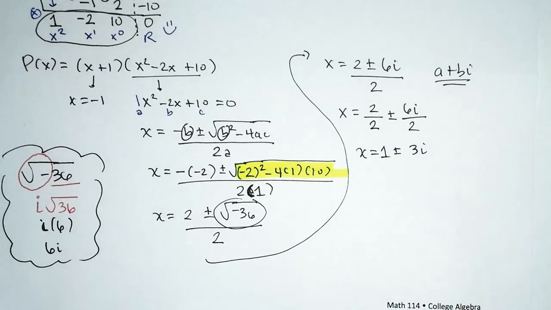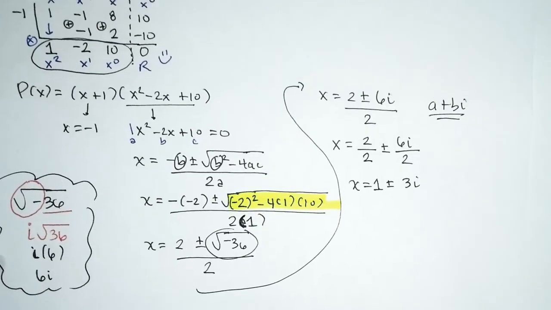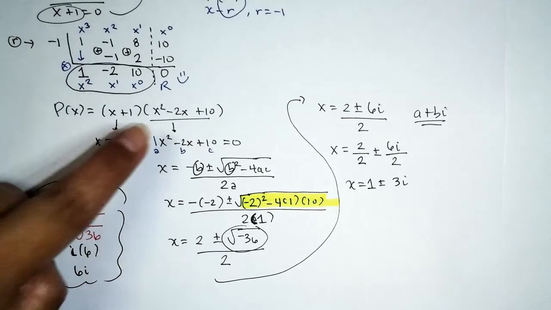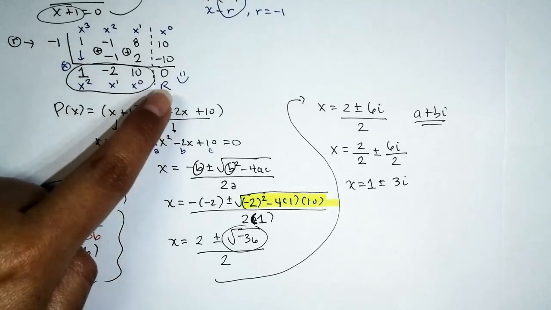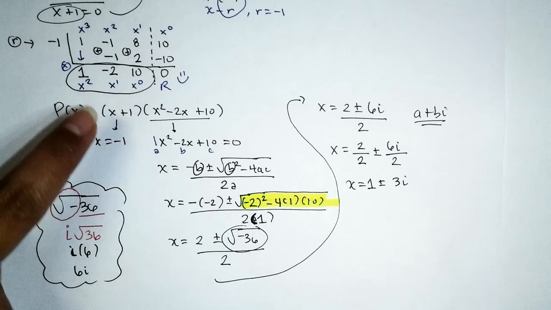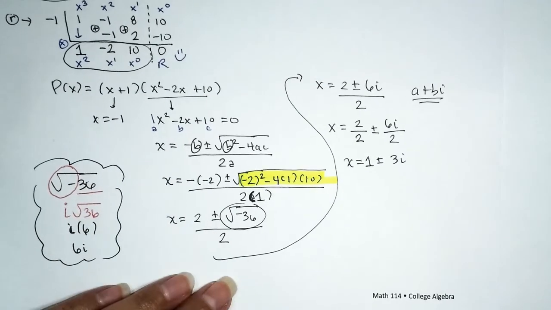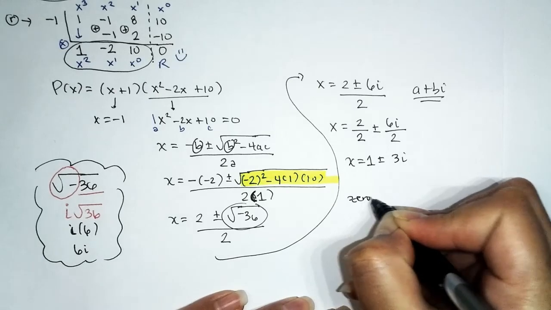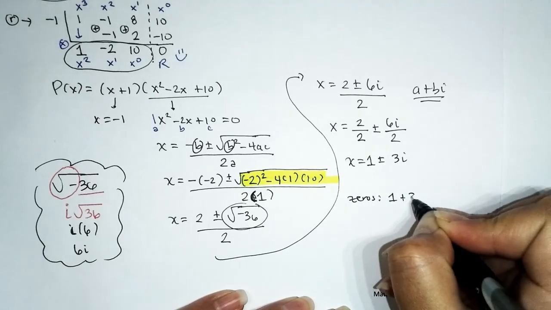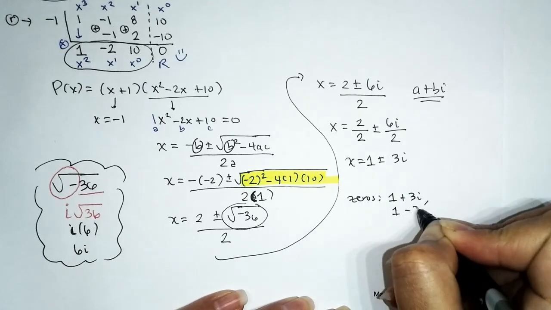Okay, cool. So the direction says use synthetic division to show that negative 1 is a 0 of the polynomial. We divided using synthetic division. We showed that it's a 0, and then we had to find the rest of the zeros algebraically. We found them. So the additional zeros are going to be 1 plus 3i, and then 1 minus 3i.